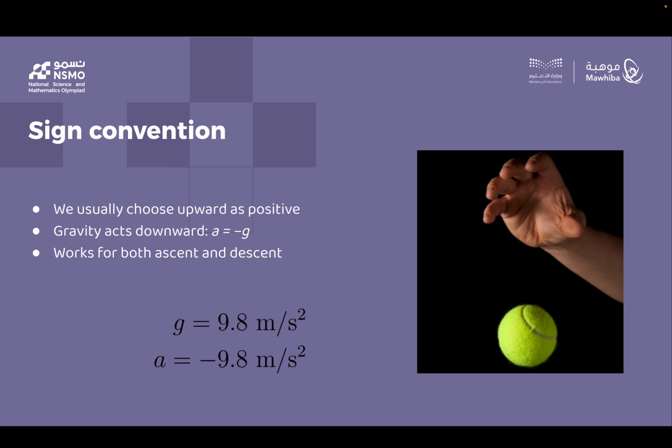It is very important to use a consistent sign convention when solving problems involving free fall. We usually choose upwards as positive. Gravity always acts downward, so the acceleration a will be equal to minus g. This sign convention works for both the ascent and the descent, so do not change the convention halfway through the problem.